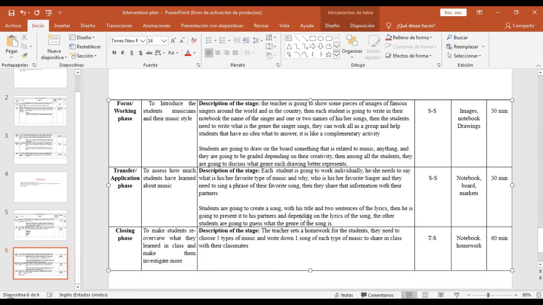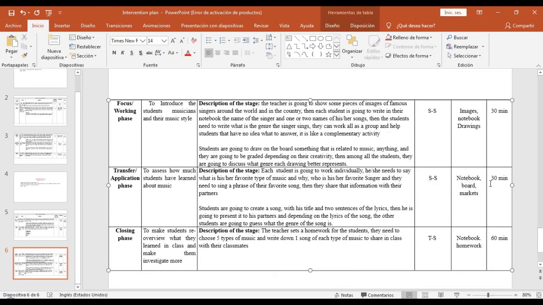And the other activity is that students are going to create a song with a title and two sentences of the lyrics. Then he's going to represent it to his partners, and depending on the lyrics of the song, the other students are going to guess what the genre of the song is. You know, sometimes, I don't know if it's a stereotype or not, but there are some music genres that try to focus their lyrics on a specific topic. So, well, that's going to work for them. Maybe they're going to feel related to that. This is a student-student interaction.